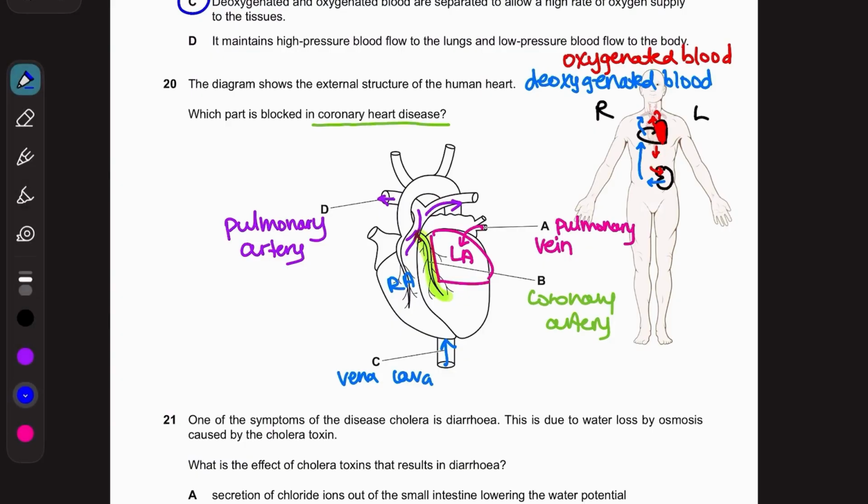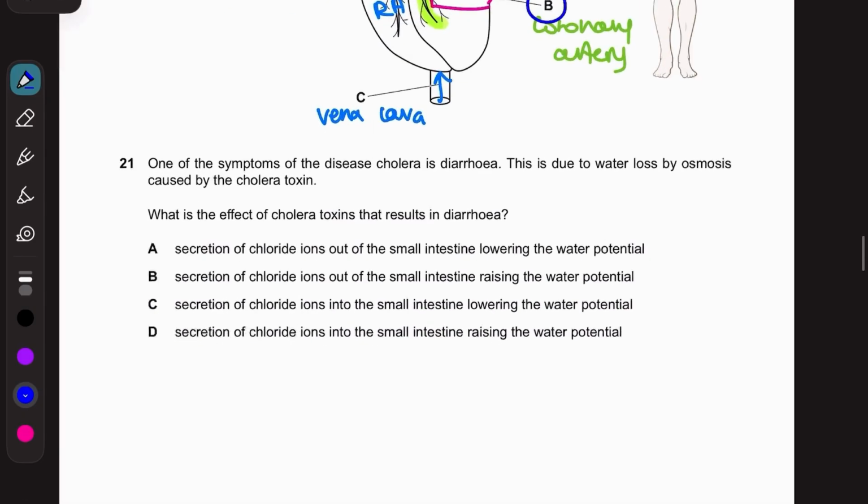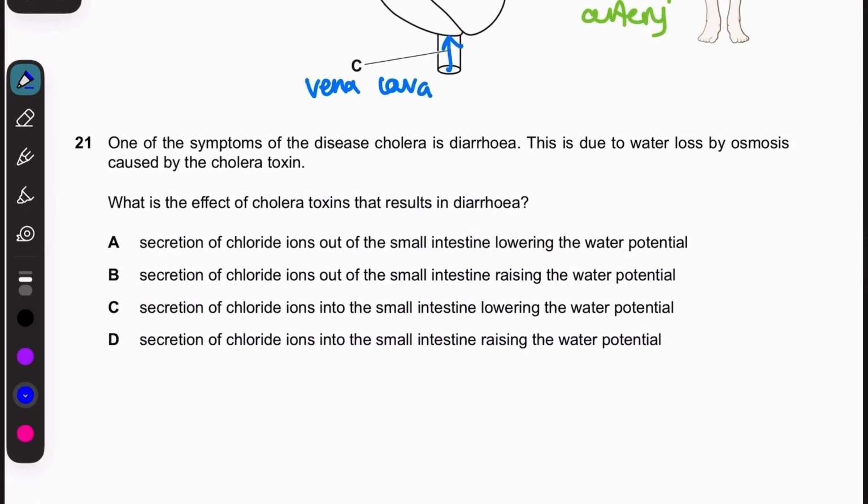Okay, and in case you're thinking how to prevent it, or what is blocking it, usually lipids or cholesterol, which comes from your diet. So please have a healthy diet and do lots of exercise, and the arteries in your body will be healthier. Okay, and then finally we have 21, which is one of the symptoms of the disease cholera: diarrhea. That's watery poop that you're getting out of your body. This is due to water loss by osmosis caused by the cholera toxin.